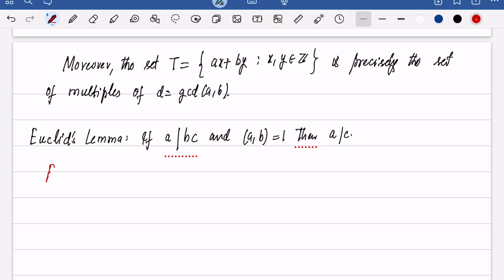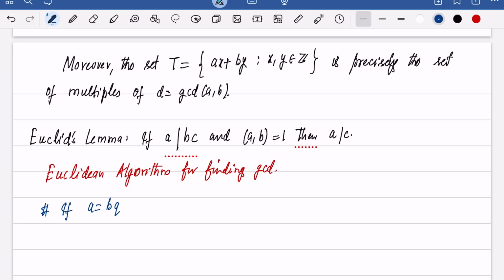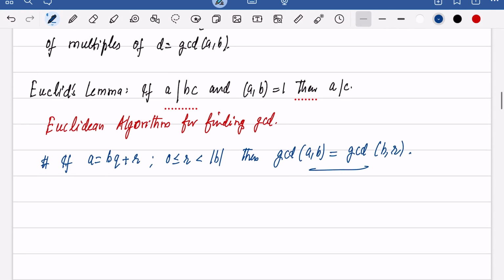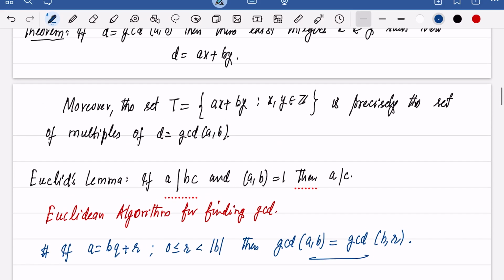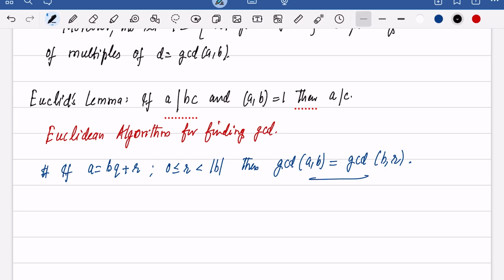Now let's take up the Euclidean algorithm for finding the GCD. Here we will remember one main result. It is like this: if a is equal to bq plus r with the conditions of the division algorithm, so we have 0 less than or equal to r less than modulus of b, where a and b are integers and b is not equal to 0, then we have this result: GCD of a comma b is the same as GCD of b comma r. Using this conclusion we can find the GCD, and then by reversing that process we can find the integers x and y in that linear combination.